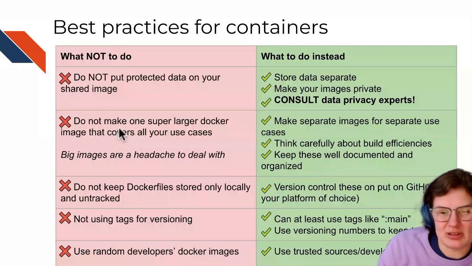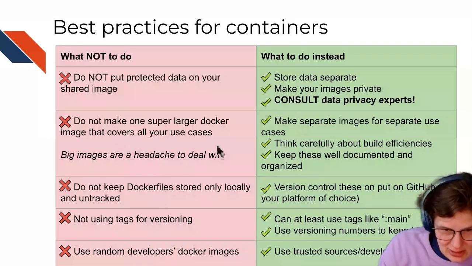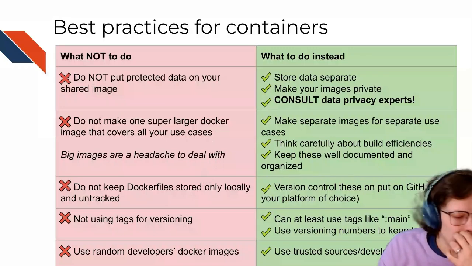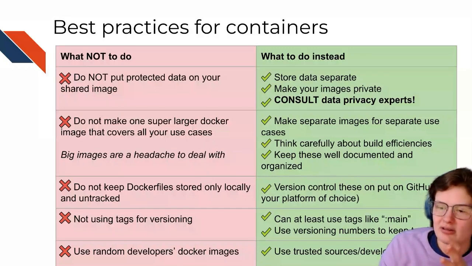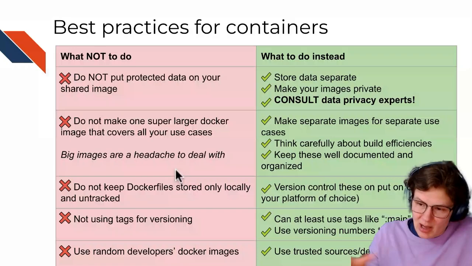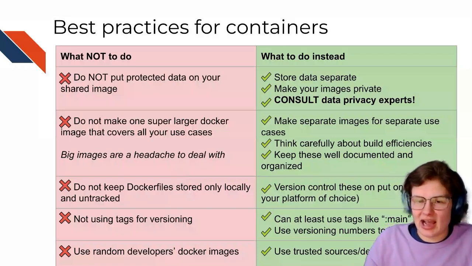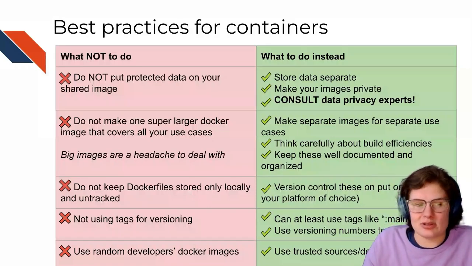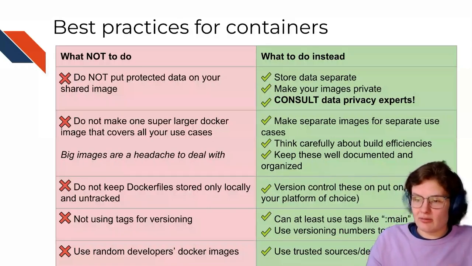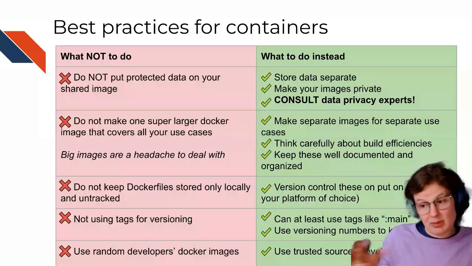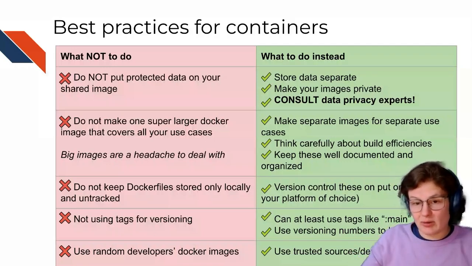Don't make one super large Docker image that covers all your use cases. This is going to be such a headache for you if you do this. Use smaller ones. You can make as many Docker images as you want. So make a bunch of small ones. It's very nice to have them modular, right? So let's say, for example, you're making certain steps or a certain workflow. Make an image for each workflow, kind of organize it that way. Use a naming convention to keep them organized.